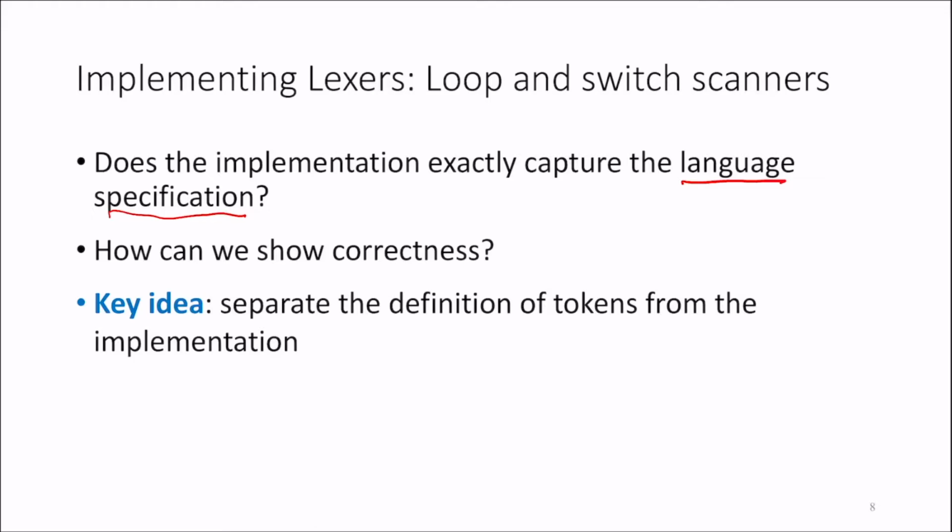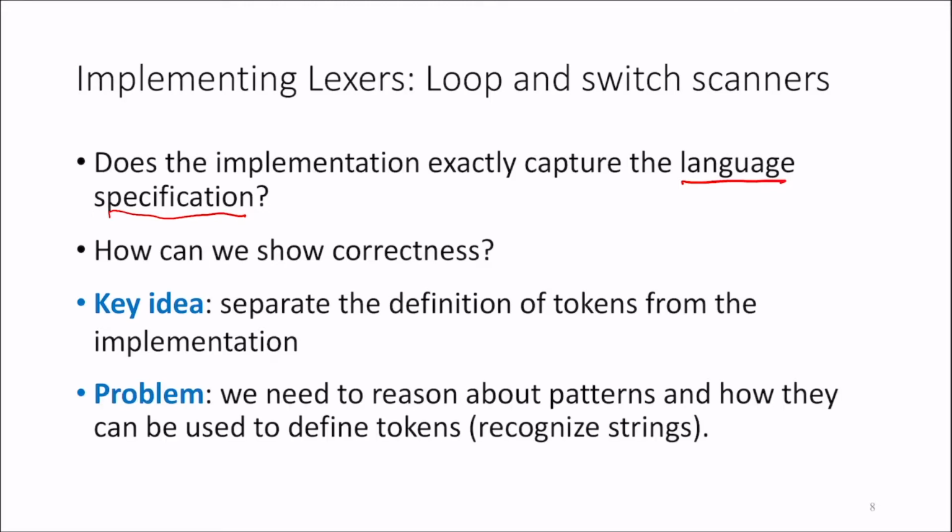So if I can define the tokens by using the specification and automatically generate the implementation, then we can go a long way in answering these two questions that I've posed above. In order to do this, though, we need to reason about patterns and how they can be used to define tokens, recognize the strings in the program as tokens. And we want to do this in a way that the definition of the token gives us the implementation of how to match the patterns and correctly identify the tokens in the input.